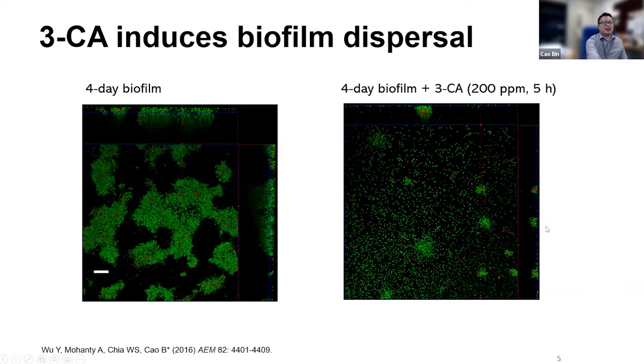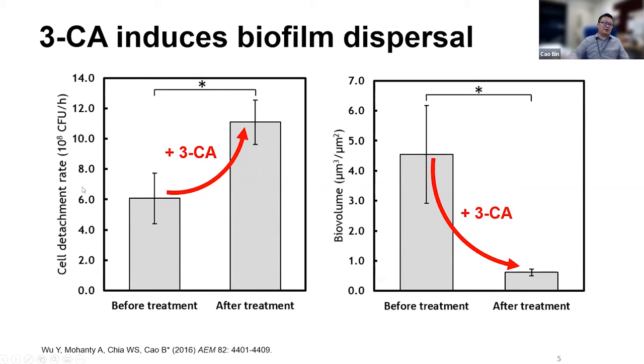But the interesting thing is that if you look at this, the biofilms start to disperse once we introduce 3CA. We quantified the number of cells moving away from the biofilm per unit of time, and that's what we call the detachment rate. You can clearly see that after we introduce 3CA, the rate of detachment significantly increased and the biovolume reduced. That's because of the dispersal of the biofilm.